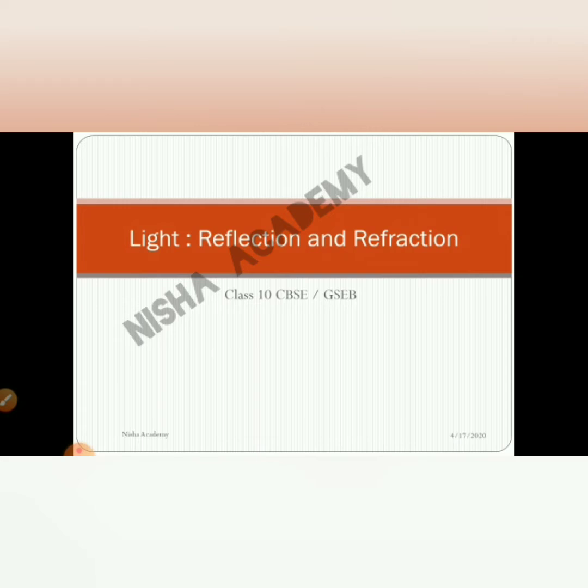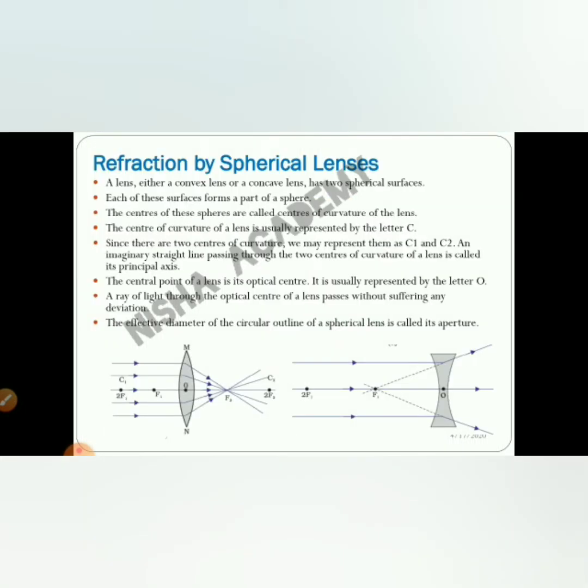Now we had seen the two different types of lenses, that is convex lens and concave lens. These are the two types of spherical lenses. Now we know that the spherical lens, that is convex lens, is thick at the middle and thin at the edges, and the concave lens is thin at the middle and thick at the surfaces.